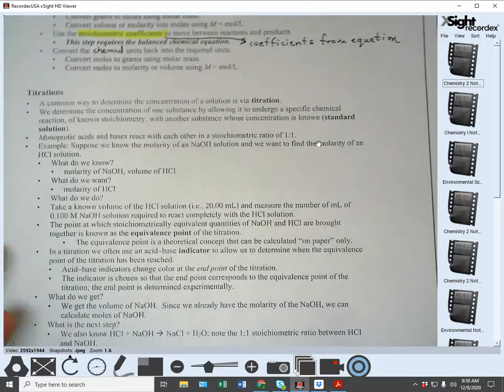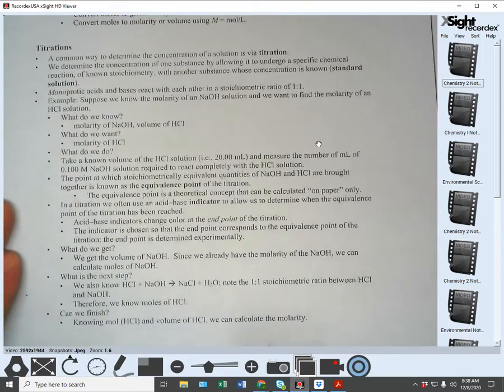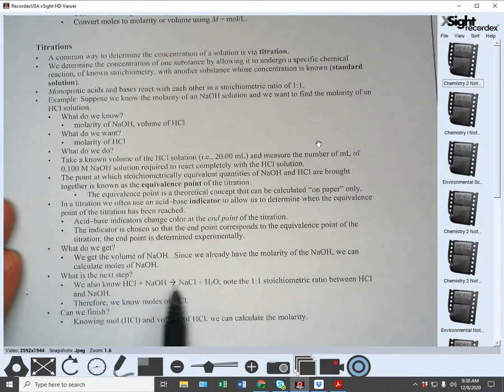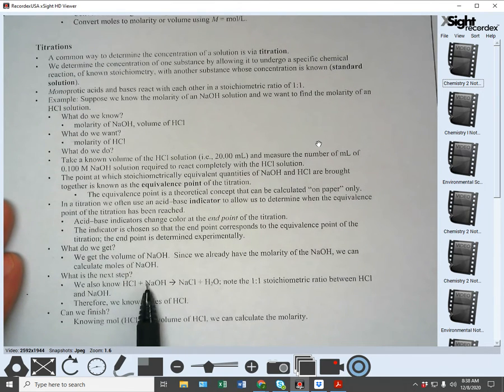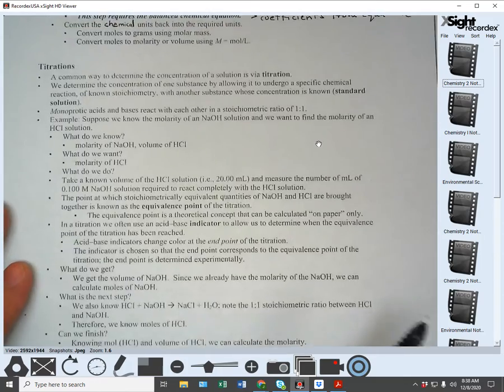Okay, so down here, they're talking about a chemical equation, hydrochloric acid and sodium hydroxide, making a salt and water, right? We've talked about neutralization reactions before. The ratio is 1 to 1 between hydrochloric acid and sodium hydroxide. That's monoprotic, where there's one hydrogen. Okay? That's what it's talking about.